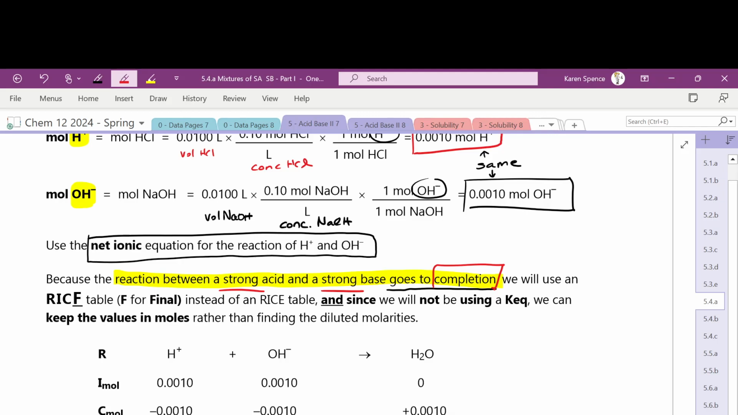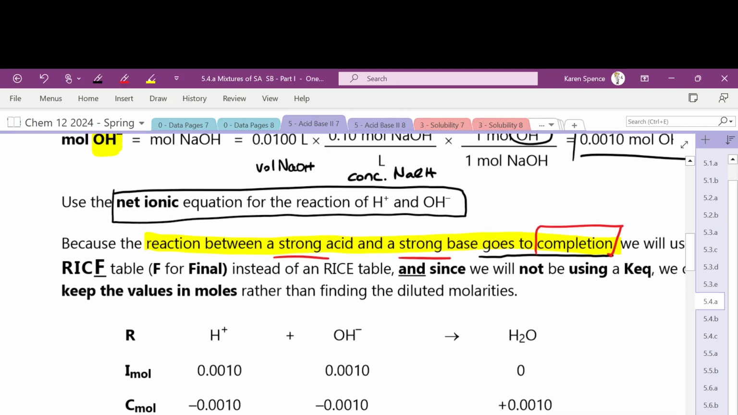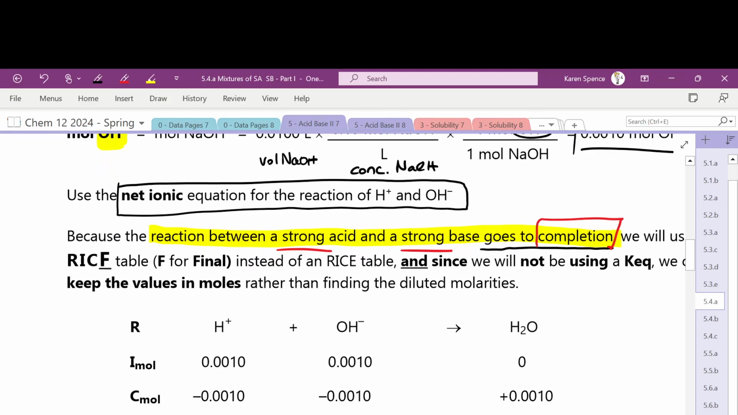It's kind of like rice, but R stands for reaction, I stands for initial. C stands for change in. And instead of E for equilibrium, because this is a completion, we're not going to equilibrium, we are going to our final. Okay? And in this table, we are not using concentrations, we are using moles.